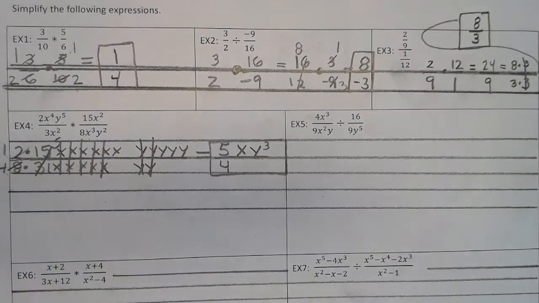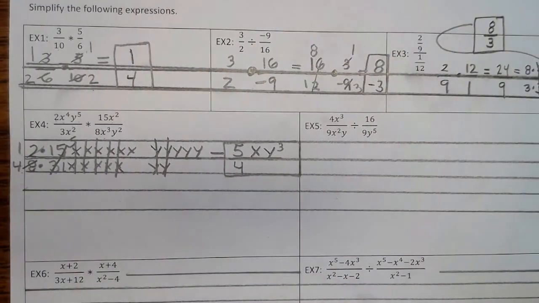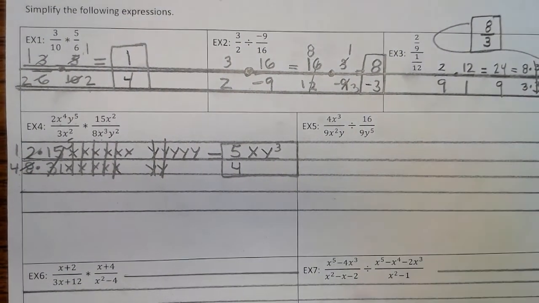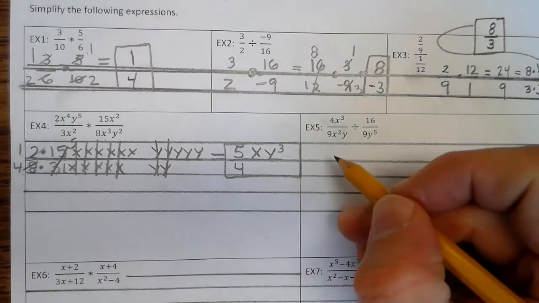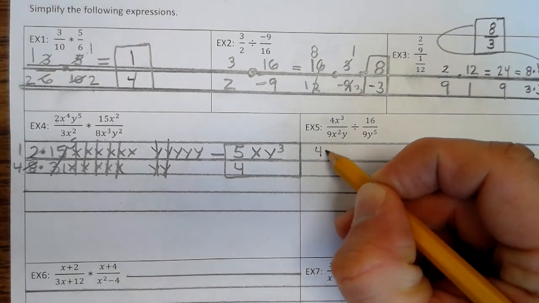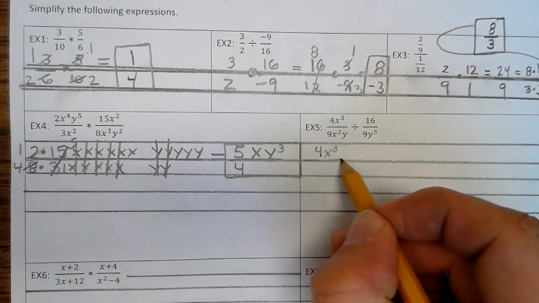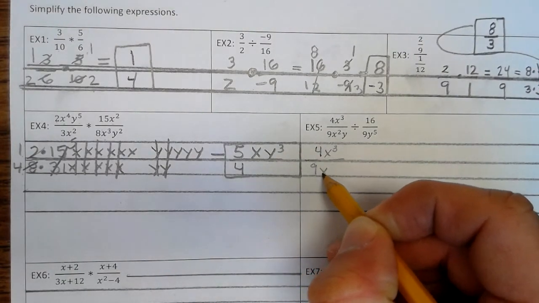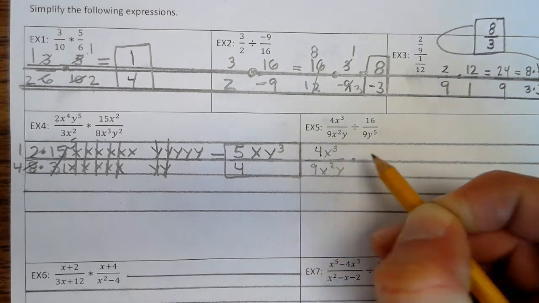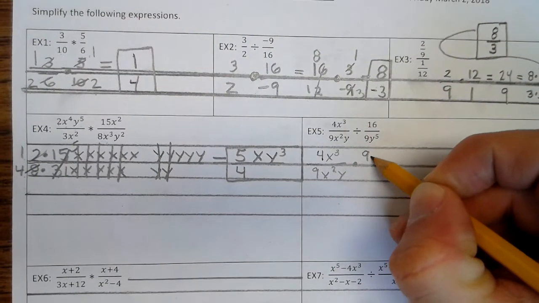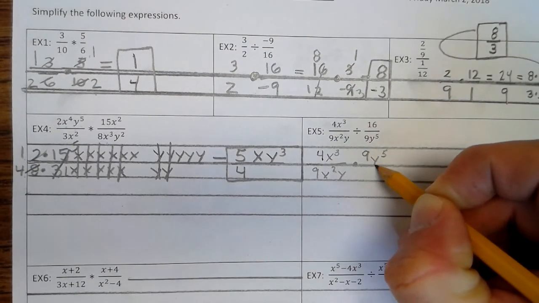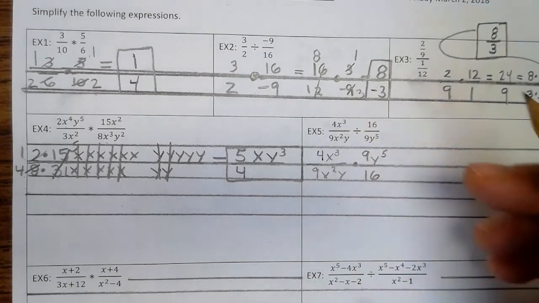All right, example 5. Whenever you divide fractions, you flip and multiply. So this becomes 4x cubed divided by 9x squared y times 9y to the fifth power divided by 16.